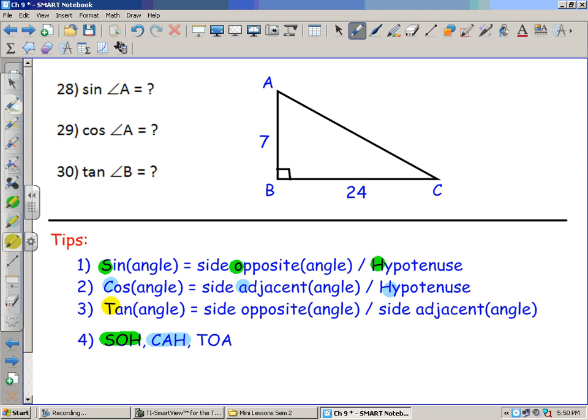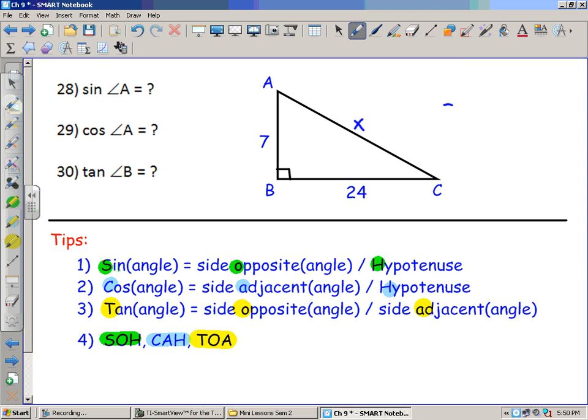And then lastly, the tan equals the opposite over the adjacent, and that's where I get the TOA from. So if you want to remember these, they're just ratios. So the sine of angle A is going to be 24 over the hypotenuse. Well, I need to find the hypotenuse.